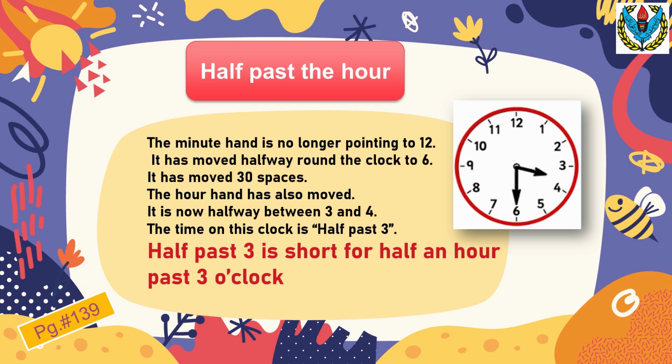The hour hand has also moved. It is now halfway between 3 and 4. The time on this clock is 3:30. 3:30 is short for half an hour past 3 o'clock.